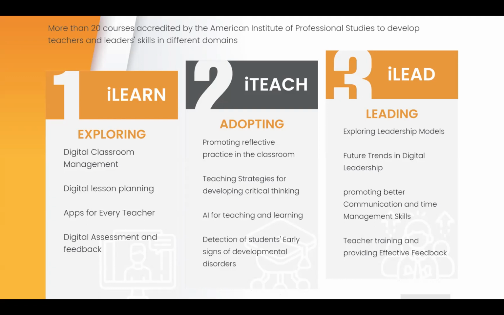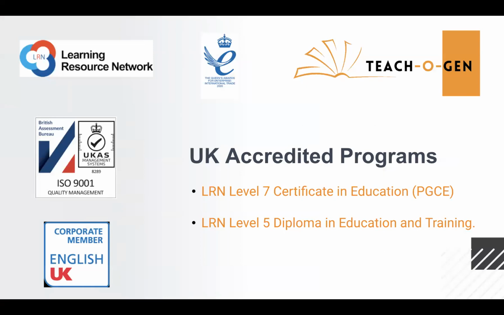Also, it will help you learn teacher training techniques and providing effective feedback. Now, TeacherGen has different programs which are UK accredited, where one of them is LRN Level 7 Certificate in Education, PGCE. Also, there's an LRN Level 5 Diploma in Education and Training, which you can do, and you can be a certified trainer. And these programs are accredited by the UK.